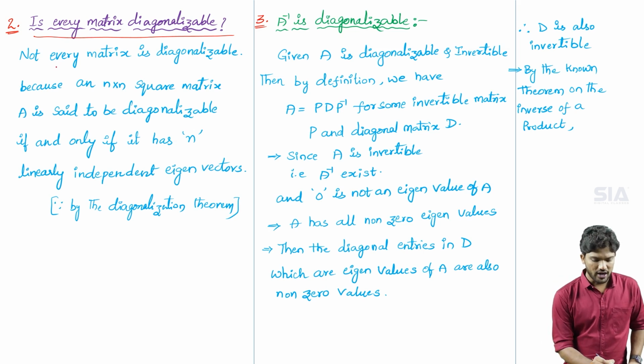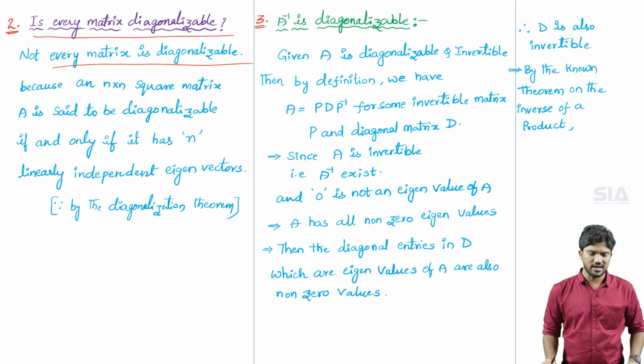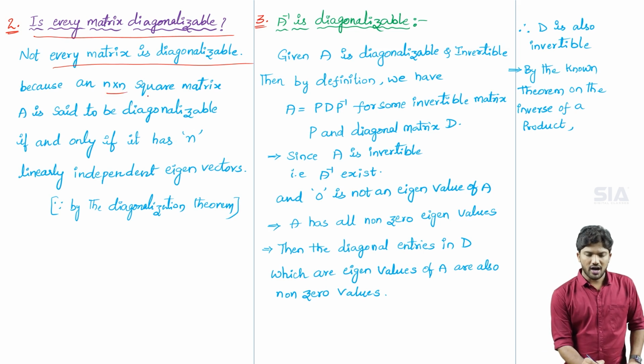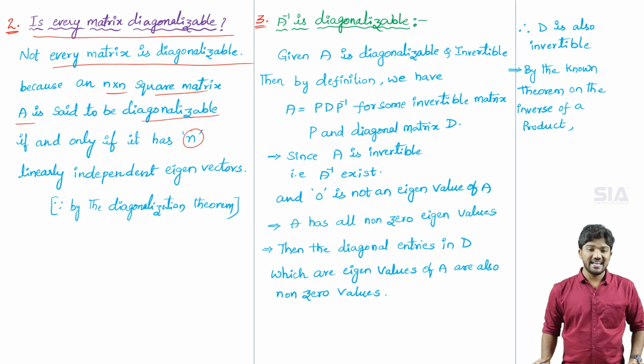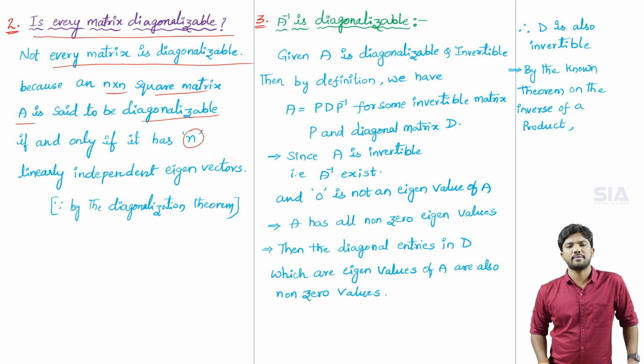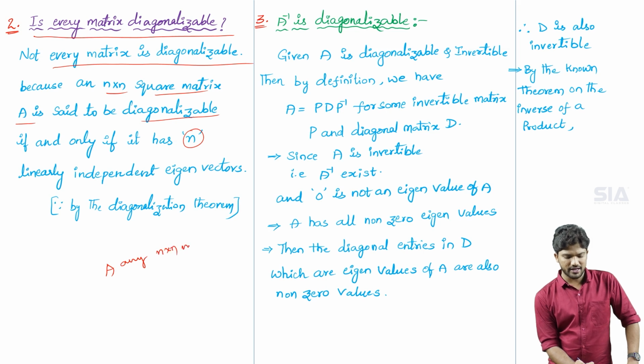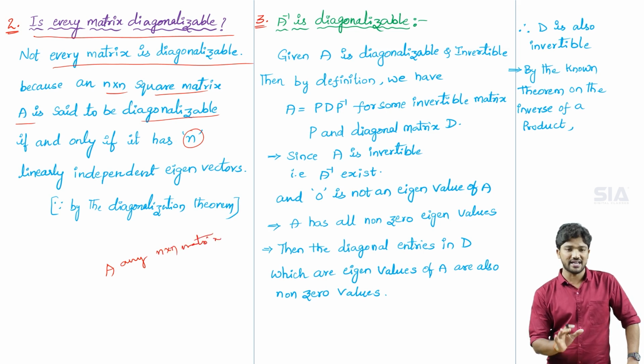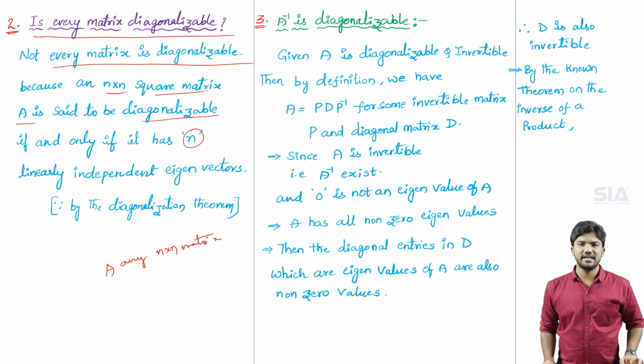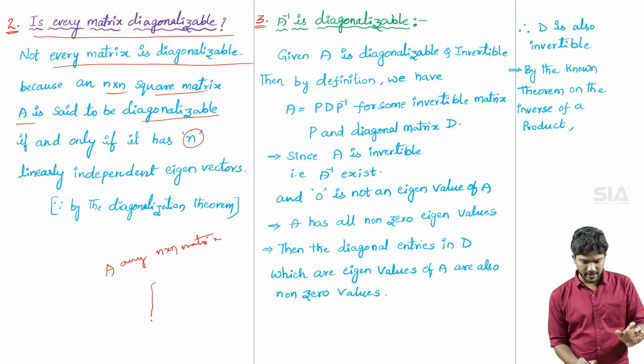Not every matrix is diagonalizable. Why? Because an n by n square matrix capital A is said to be diagonalizable if and only if it has n linearly independent eigenvectors, by the diagonalization theorem. Whenever you want to say that capital A, or any other square matrix, is diagonalizable, what is the condition for that square matrix?